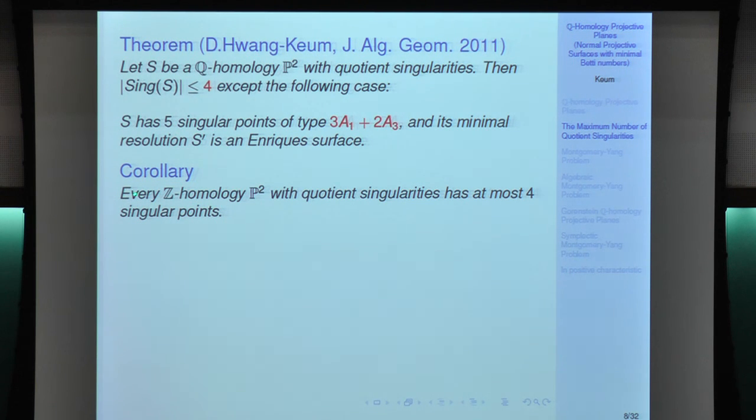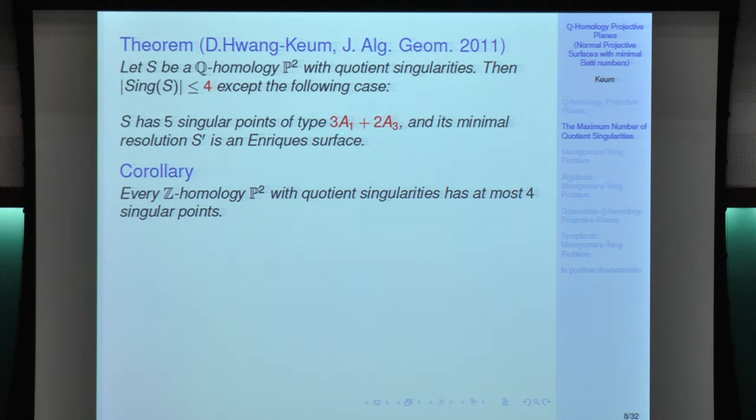Now you can think of an integral homology P2. This is nothing but a surface with the same integral homology as P2. The difference between rational and integral homology is the torsion. If you take rational homology, all torsion is killed, but with integral homology you have torsion. So such an object shouldn't have any torsion. With quotient singularities, it has at most 4 singular points; every integral homology P2 is a rational homology P2. But this exceptional case comes from the NK surface, which has 2-torsion.